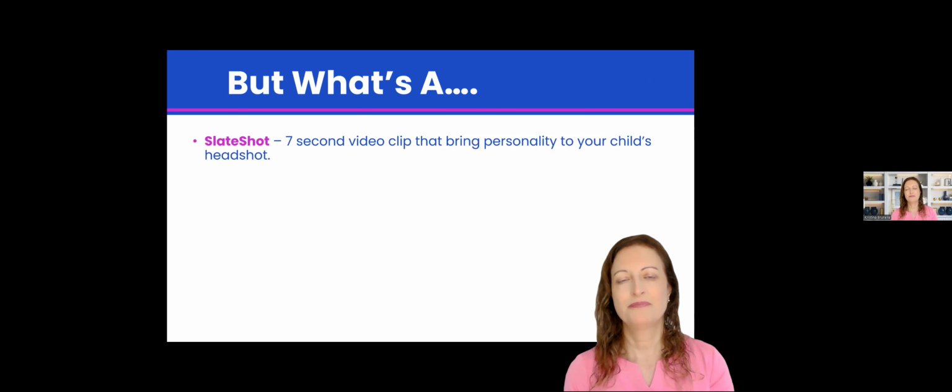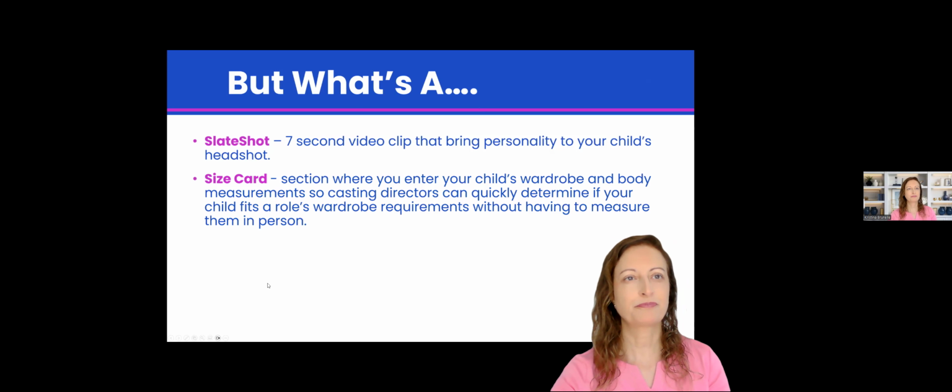That's a regular slate. These slate shots are different. These slate shots are attached to the photo that's in your child's Actors Access profile. And they're literally 7 seconds, and it's better if you aim for 6 to make sure they fit. And it's basically maybe 1 or 2 sentences that indicate their personality in some way and go with the photo and the mood of the photo. And so I'll show you a couple that our daughter did in just a little bit.